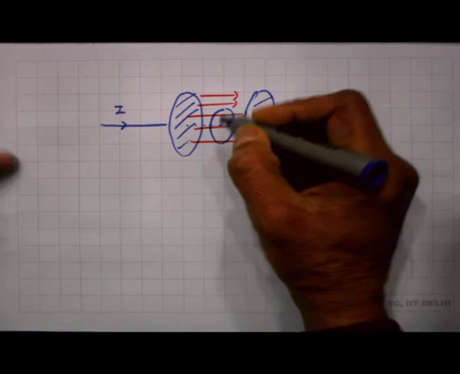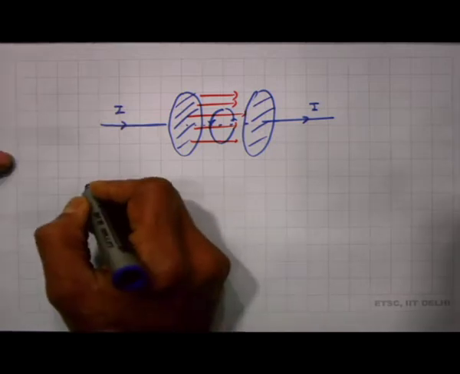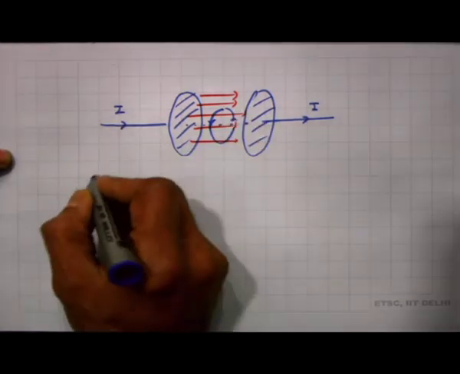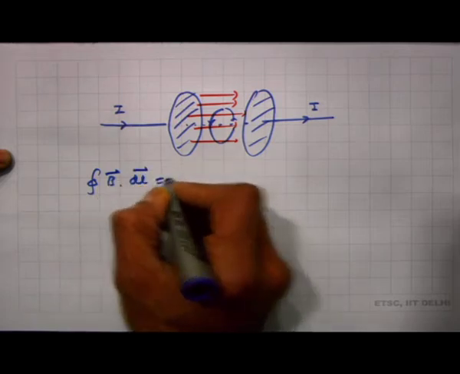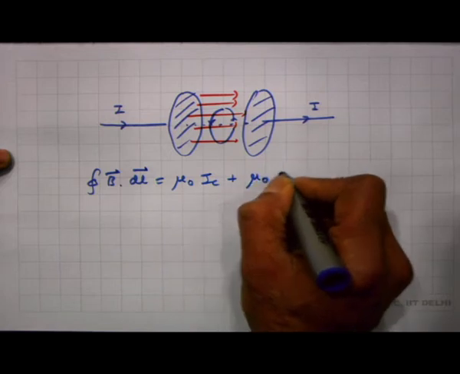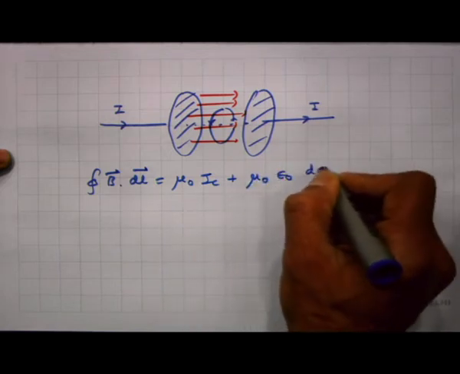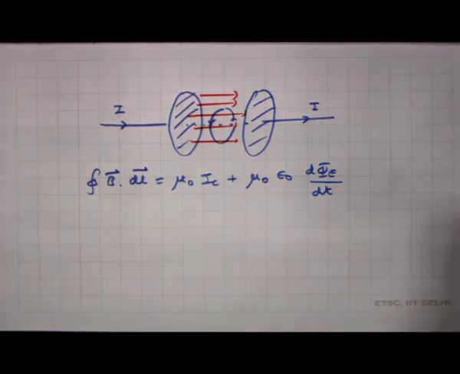So, I do an integration like this. Now, as I told you, Ampere's law simply tells me B dot dl is equal to mu naught I c plus mu naught epsilon 0 d phi e by dt. Now, I had taken this area for my integration.